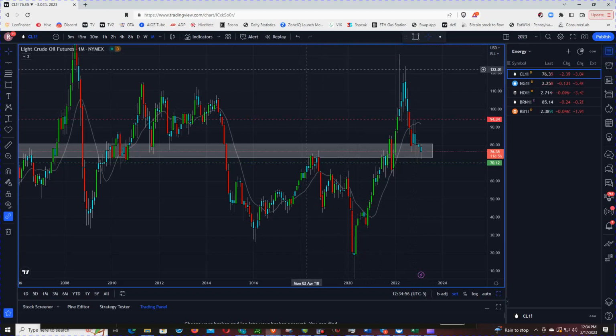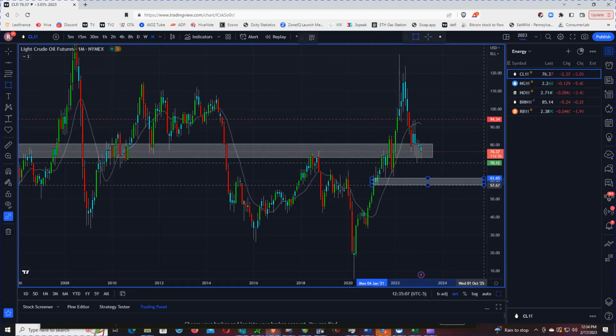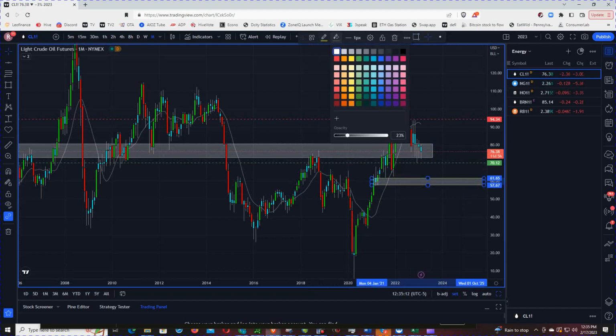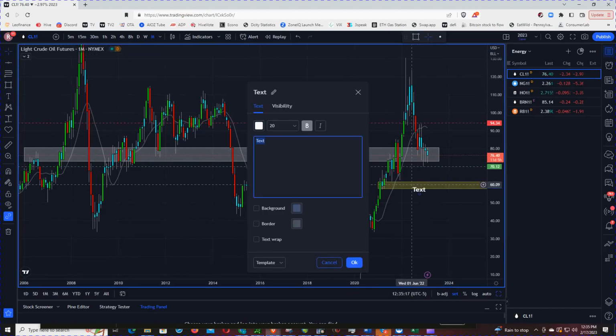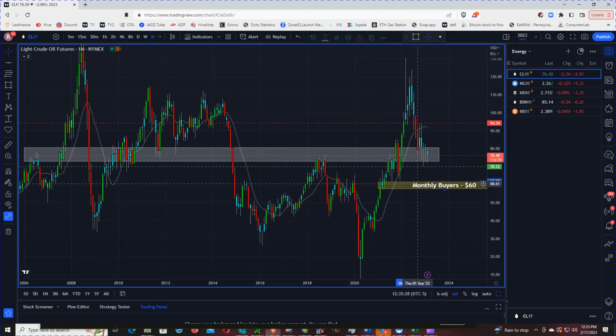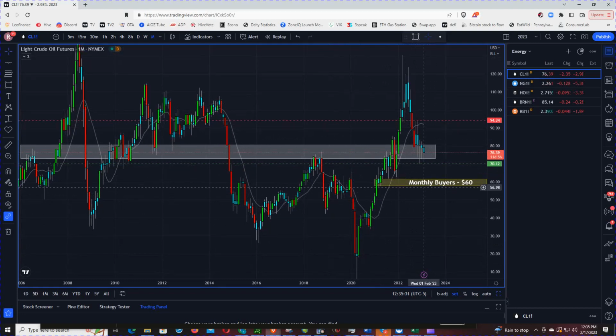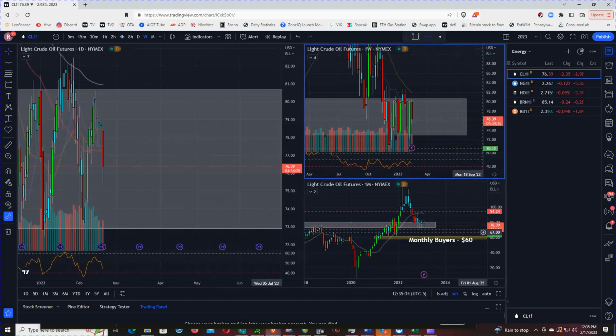I also see a nice level here at 60. We'll just say monthly buyers at 60. Okay, let's go down to the weekly chart.